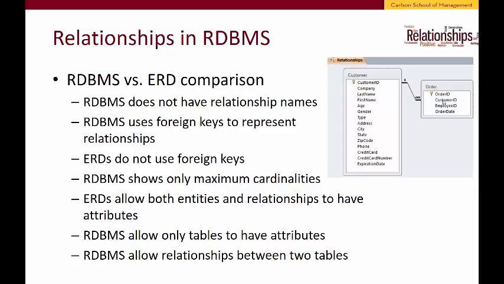Instead, ERDs define and name relationships explicitly by connecting two entities in a diagram, as we've been doing for the past several recordings. In addition, an RDBMS does not show minimum cardinalities, only maximum, the one to many right here. It allows only tables to have attributes, like customer and order here, not relationships. So relationships do not have attributes in the RDBMS, which is why they need to be converted into associated tables, as was shown with orders, order detail, and product tables.